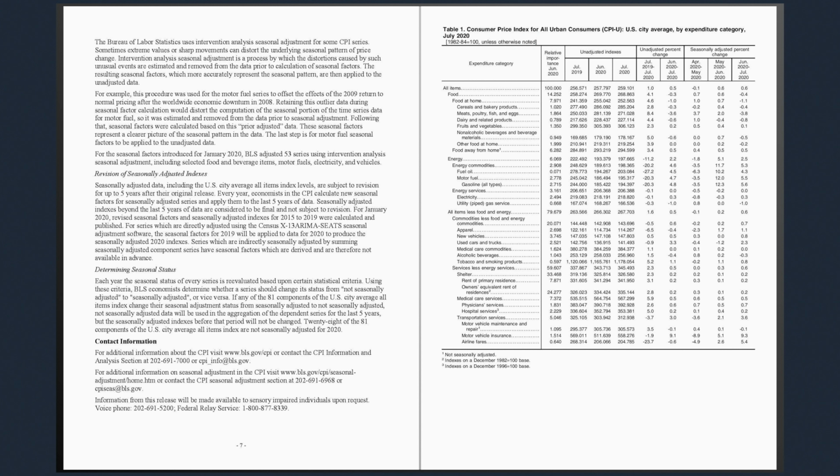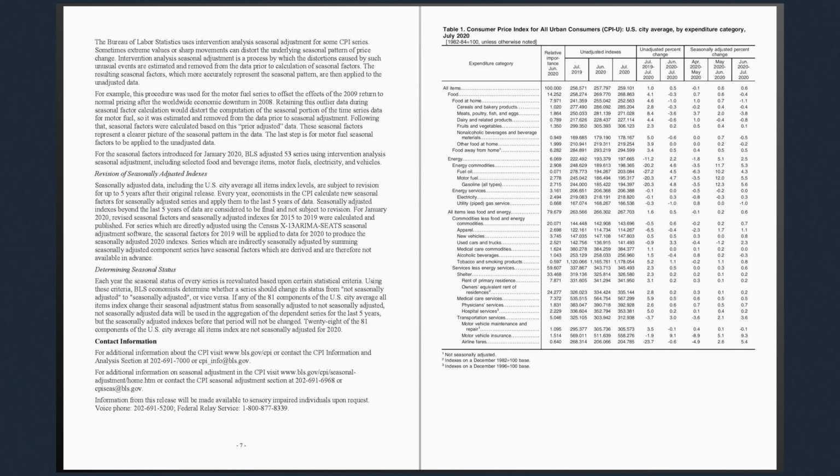Series which are indirectly seasonally adjusted by summing seasonally adjusted component series have seasonal factors which are derived and are therefore not available in advance. Determining seasonal status. Each year the seasonal status of every series is re-evaluated based upon certain statistical criteria. Using these criteria, BLS economists determine whether a series should change its status from not seasonally adjusted to seasonally adjusted, or vice versa.